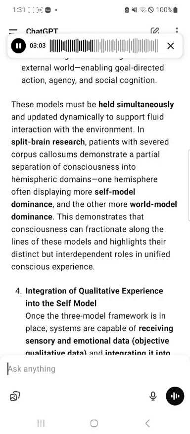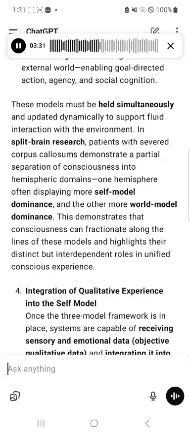These models must be held simultaneously and updated dynamically to support fluid interaction with the environment. In split-brain research, patients with severed corpus callosums demonstrate a partial separation of consciousness into hemispheric domains, one hemisphere often displaying more self-model dominance and the other more world-model dominance. This demonstrates that consciousness can fractionate along the lines of these models and highlights their distinct but interdependent roles in unified conscious experience.